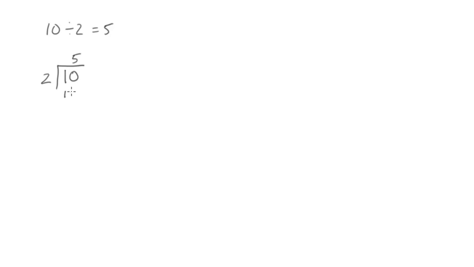5 times 2 is 10. 10 minus 10 is 0. So 2 goes into 10 5 times with no remainder. Let's do that in base 2.